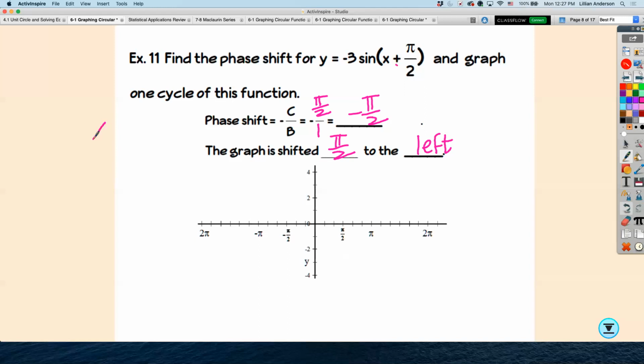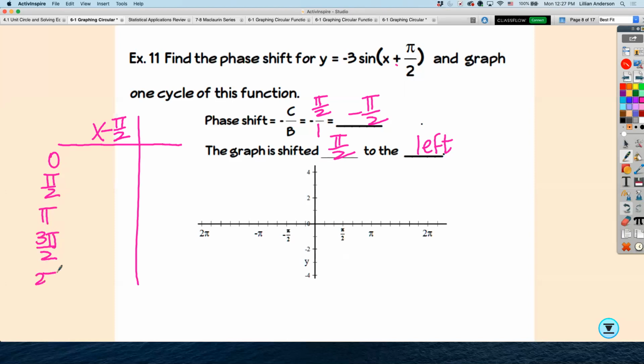So for my x values, I am going to subtract pi over 2 from every single one to get that horizontal translation. The original five x values, I'm going to subtract pi over 2 from each of them to shift it to the left. Now this one's a pretty easy value. But remember, in order to subtract fractions from whole numbers, you need a common denominator. Don't forget about that. So I'm going to start at negative pi over 2. The next one's going to be at 0.